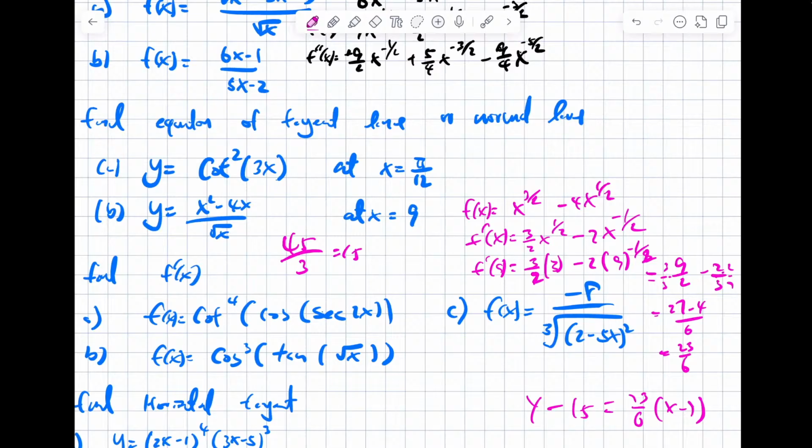Where did the y come from again? Where did the y come from? Oh, alright, cool. Because you need a y value, so you need to plug into the original function. You cannot plug into the derivative. If you plug into the derivative, you get the slope of the point. If you plug into the original function, you get the output of the point, which is the y coordinate.